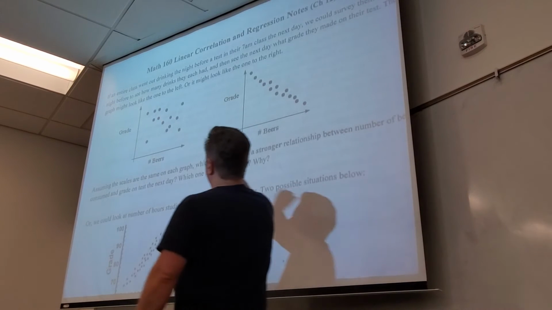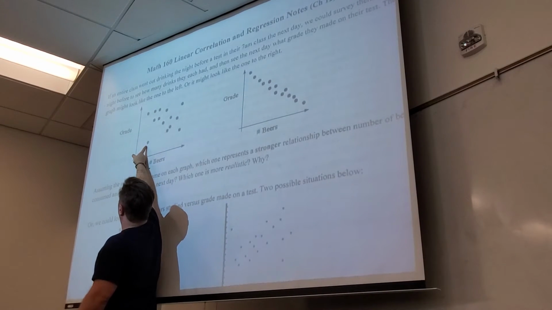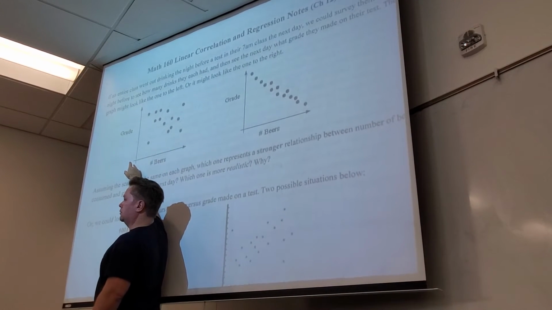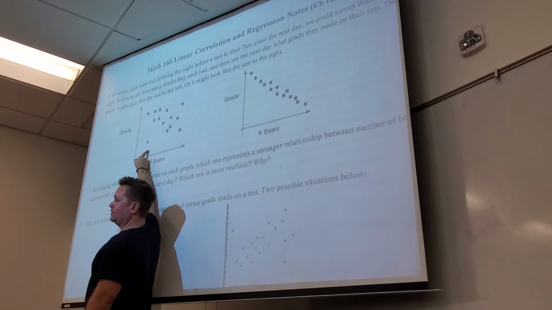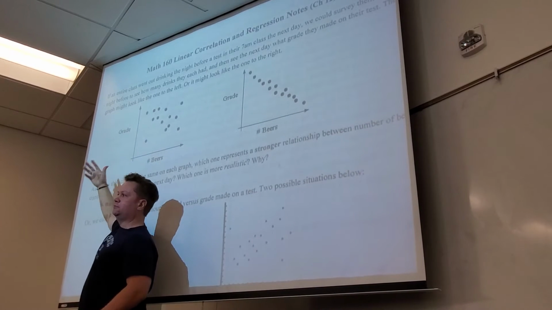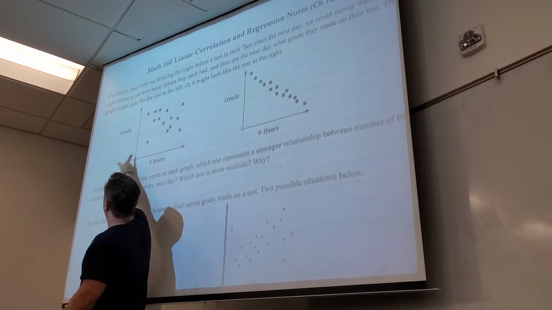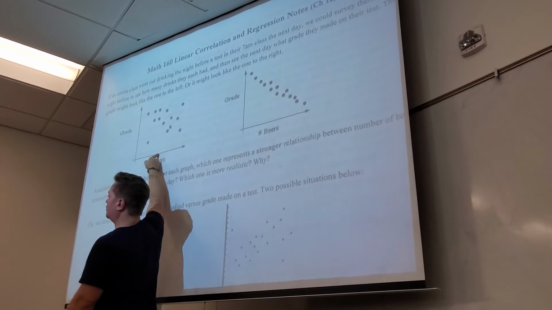Who is this person right there? Did they drink much, comparatively? No. And how well did they do? Not well. So that's somebody who doesn't know anything. So it doesn't matter how many beers they drank; maybe if they drank some more, they would have done a little better.